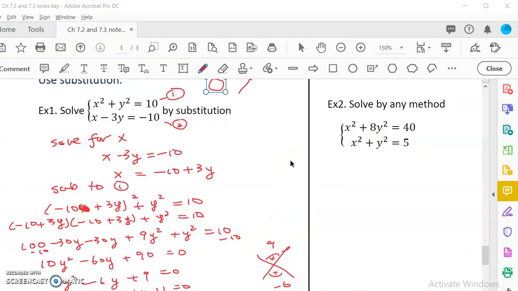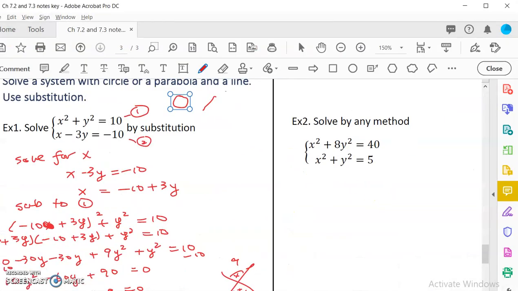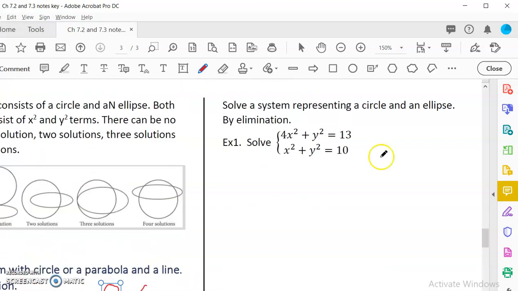So let's go to our next set of systems of equations, where we have one graph representing a circle. You can see it is 1 and 1, right? And this is an ellipse because they are both positive terms. One is 4 and one is 1, so they have different positive numbers. So you're solving a system where you have a circle and an ellipse. The ellipse could be a vertical ellipse or a horizontal ellipse.